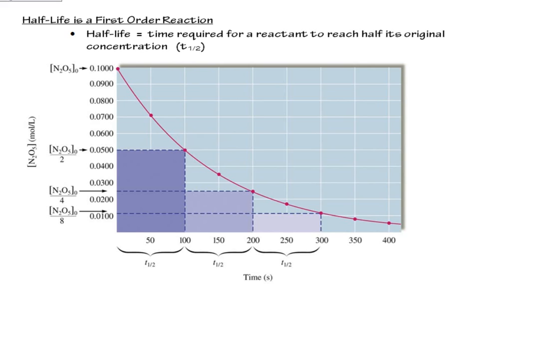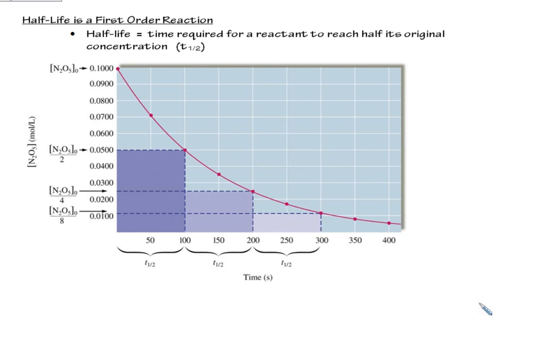If my original concentration is 0.1, it's the time it takes for that concentration to go down by half to 0.05. My half-life then is about 100 seconds. Every 100 seconds, the concentration continues to go down by half. I go from 0.05 moles per liter down to 0.025, and so on. Again, it is a first-order reaction, so if we graphed natural log of concentration versus time, we would get a straight line. Now, here's what we used to have to do.